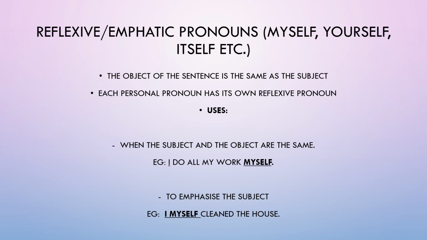Okay? Each personal pronoun, children, has its own reflexive pronoun. Personal pronouns, I, myself. You, yourself. It, itself. They, themselves, and so on. Okay, so when do we use this? When the subject and the object are the same. Okay? I do all my work myself.